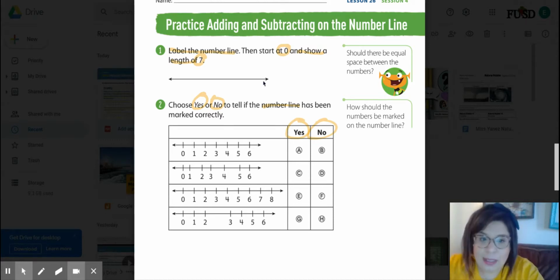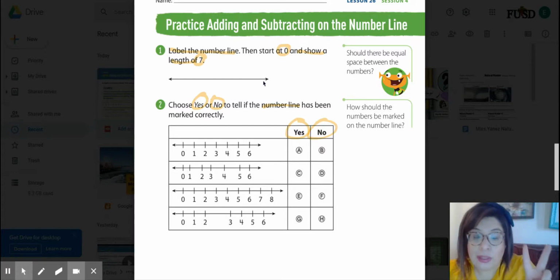And finally, last but not least, number 2, choose yes or no to tell if the number line has been marked correctly. So here's a key word, marked correctly. So is it evenly spaced? Are the numbers consecutive, which means they start at 0, 1, they go in order? And is the number line correct? Does it look like it's labeled correctly?